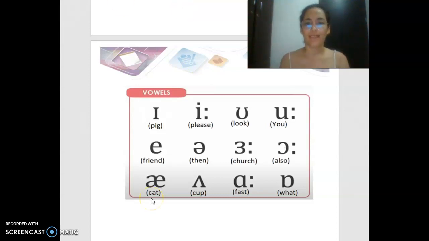In the last example, we have 4 sounds. This one is a cat is the example. This one is a large sound as in cat. This one is R, like fast. And the last one is like on.